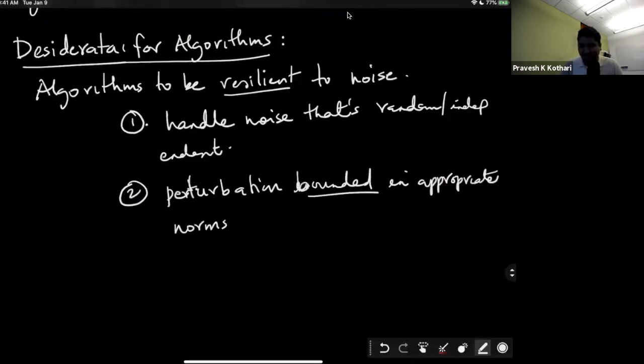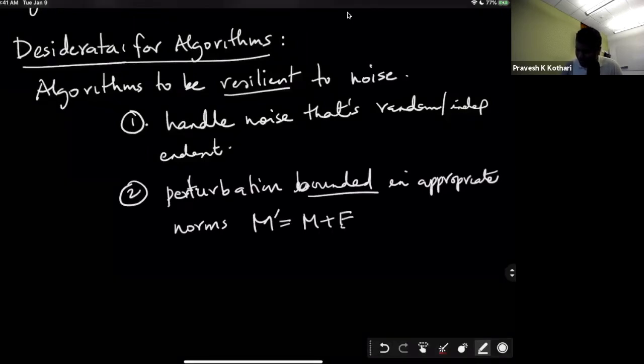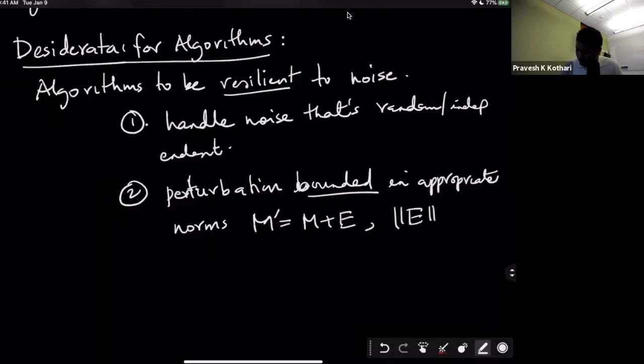What does that mean? Well, instead of giving a rank R matrix, let's say I only give you M prime, such that M prime is M plus E. E is an error matrix. And some appropriate norm that you care about of E is bounded. Let's just say. So in general, the first property certainly, and, if you are a little bit bolder, maybe the second property are very reasonable things to ask of any algorithm you might want to design for linear algebraic problems. So it's good to keep in mind.